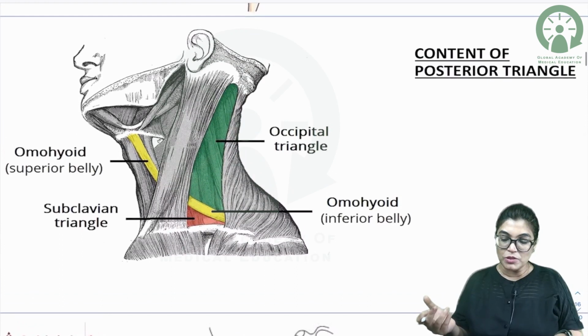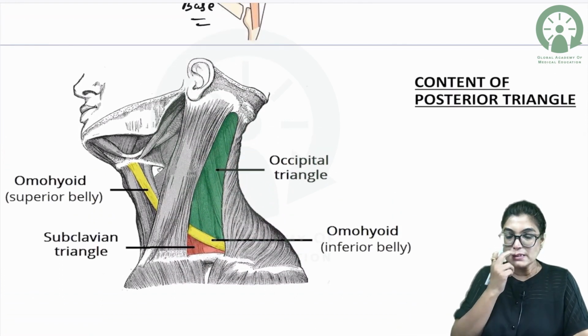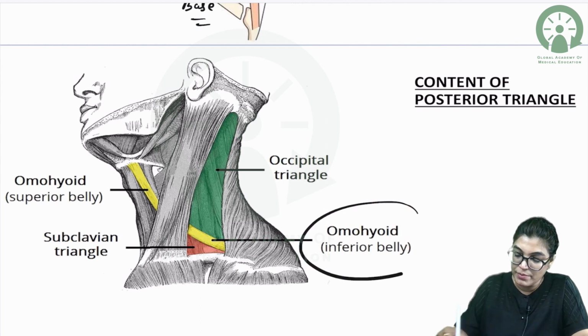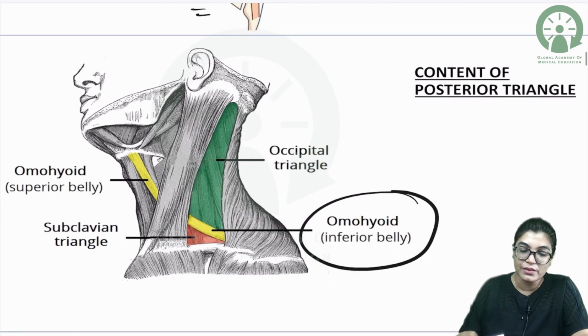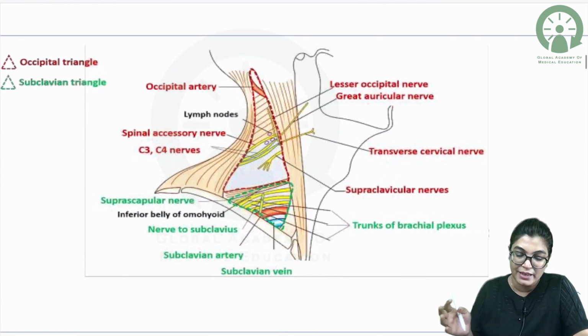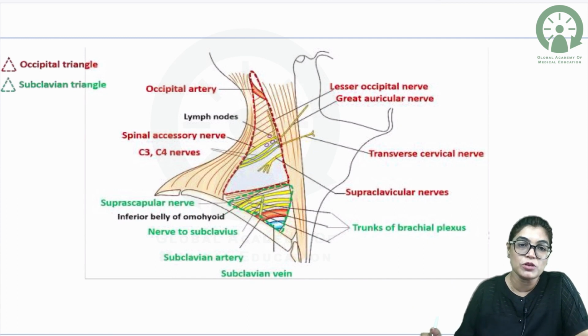As I told you, the posterior triangle is divided into two triangular spaces, occipital triangle above and that of supraclavicular subclavian triangle below, and this division is done by inferior belly of omohyoid. So, I would like to tell you the contents individually. For that, I first want you to show this diagram. This is a schematic diagram helping you to understand the content of posterior triangle.